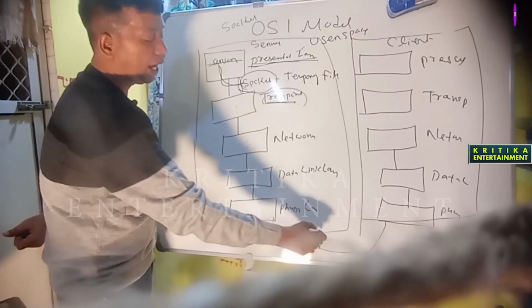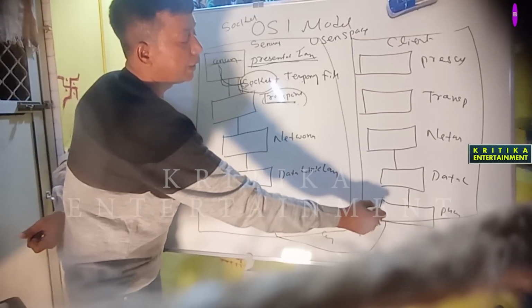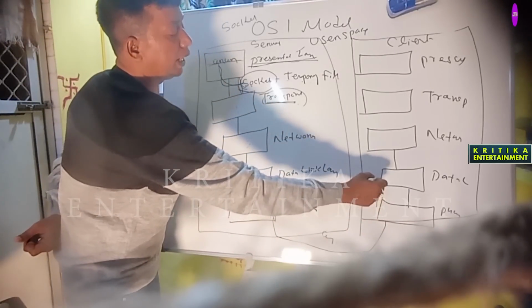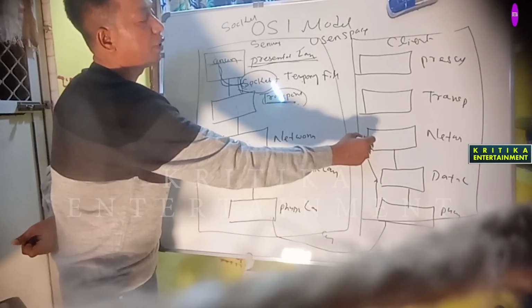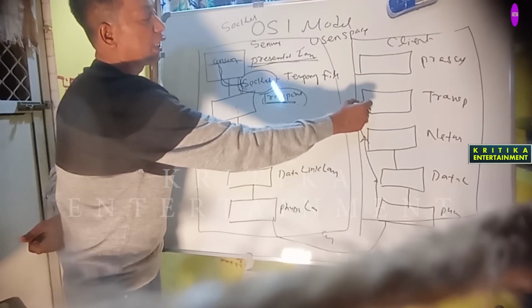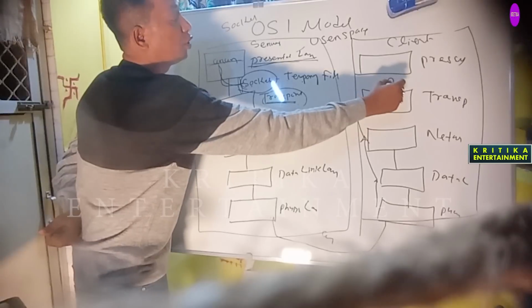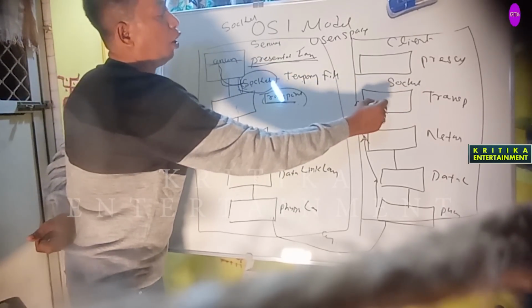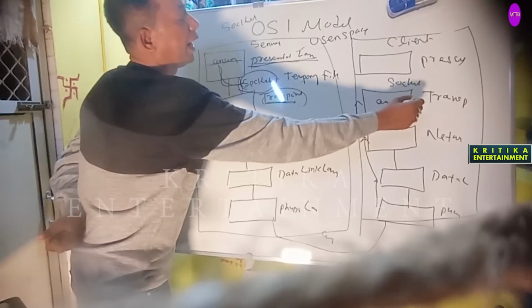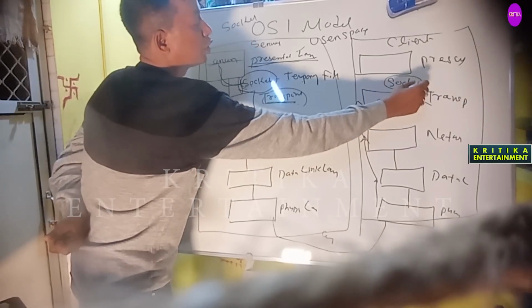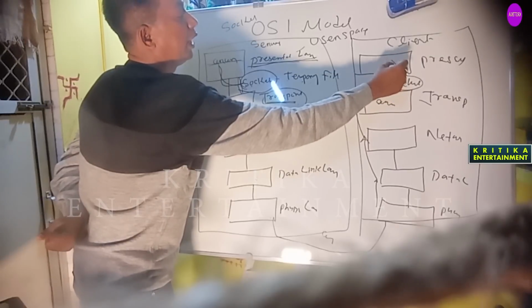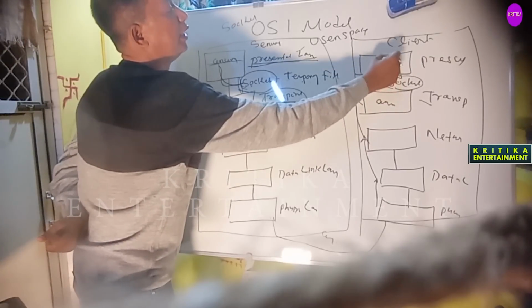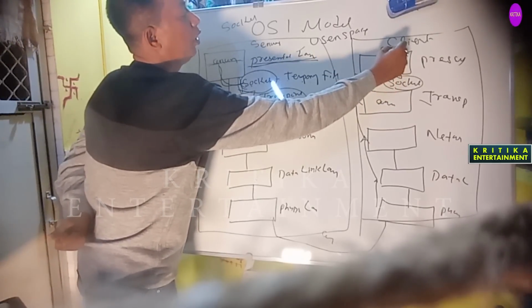The client side receives the data in the physical layer. The physical layer sends it to the data link layer, which sends it to the network layer, and then to the transport layer. Again, the client side also has a socket, which reads the data from the transport layer and writes into the socket. Then the presentation layer reads that socket and displays it on the client machine.